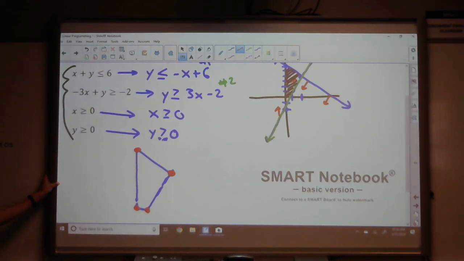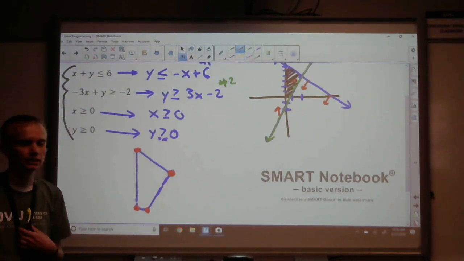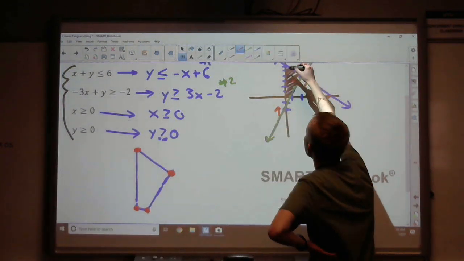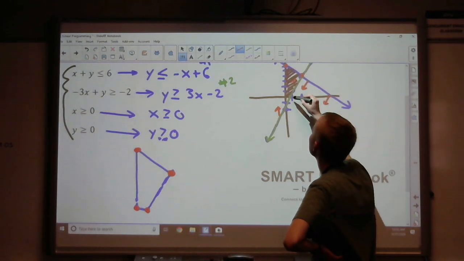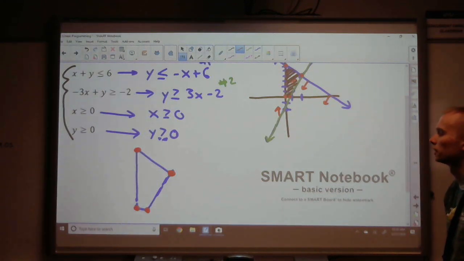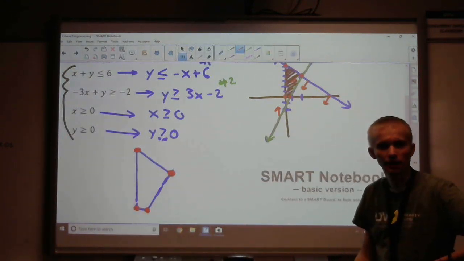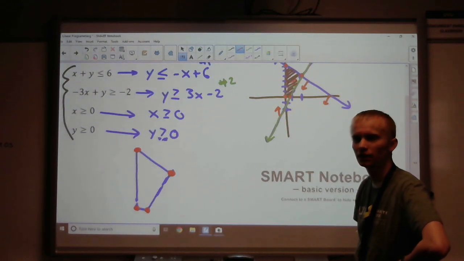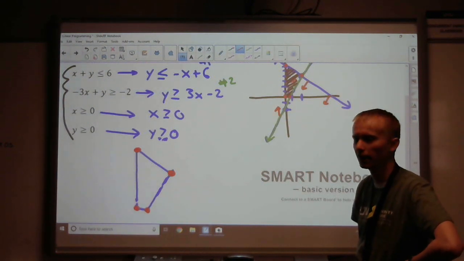Okay? So we have a total of 1, 2, 3, 4 vertices for this because there are kind of 4 corners here. You can see that in our original graph too. It's just not really big enough. They're there, here, here, here, and so on. Okay, so those are our vertices. So I just need to figure out what these points are so that I can plug them into the function and see which one gives me the biggest and which one gives me the smallest number, okay?